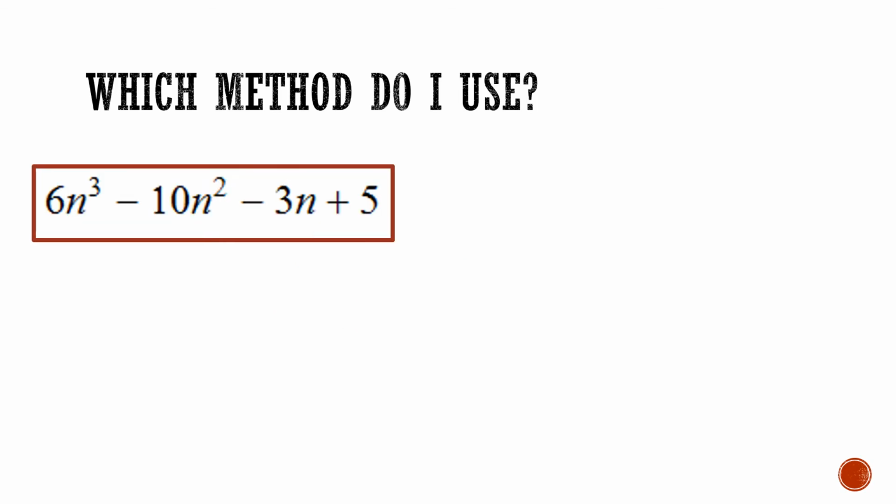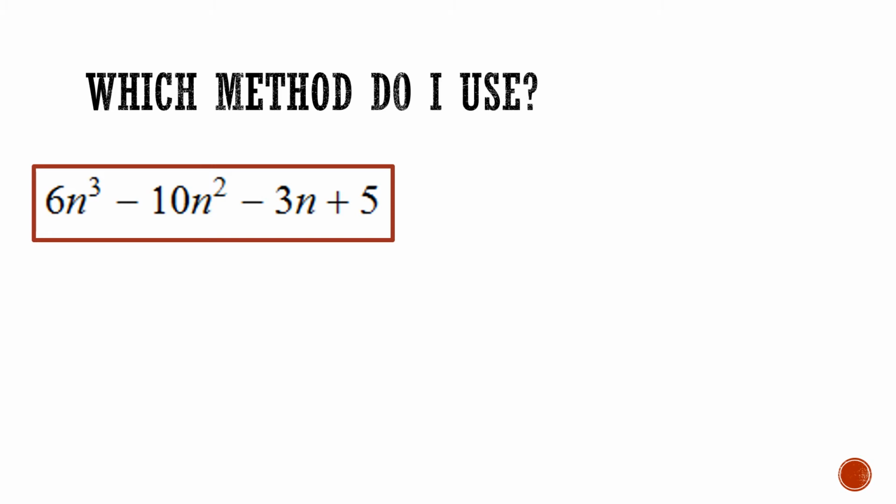Okay, let's take a look at this next one. 4 terms, so it might be grouping, but again, I want to look, does it have something in common, all of the terms? So they do not all have an n, so I know that they don't have that in common. 6, 10, 3, and 5.